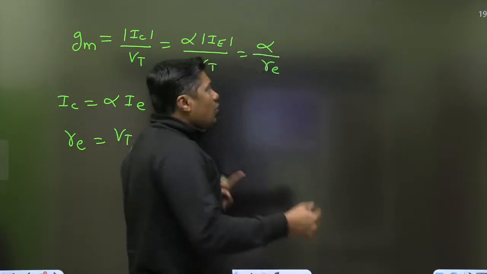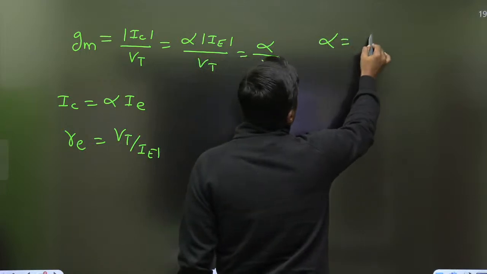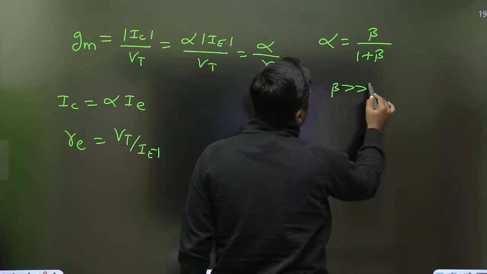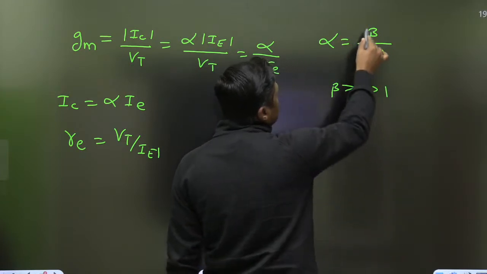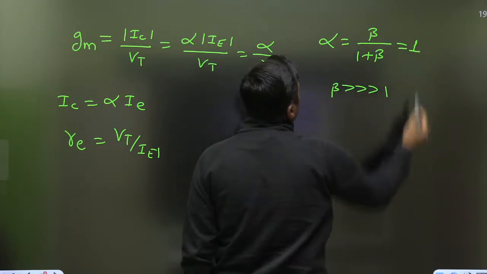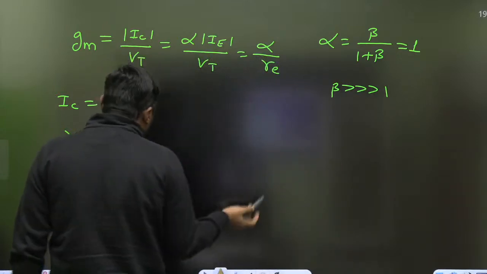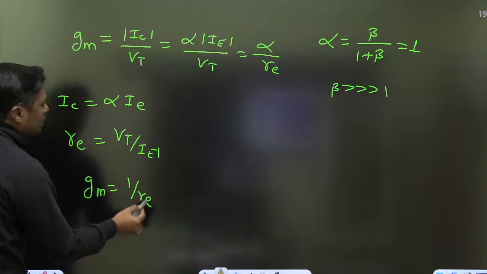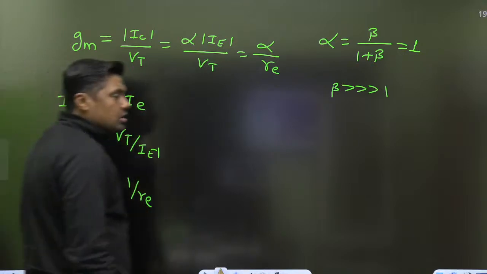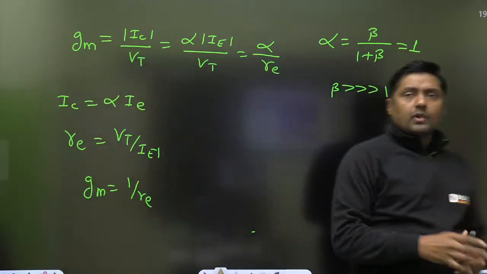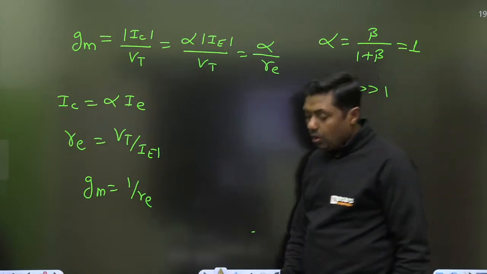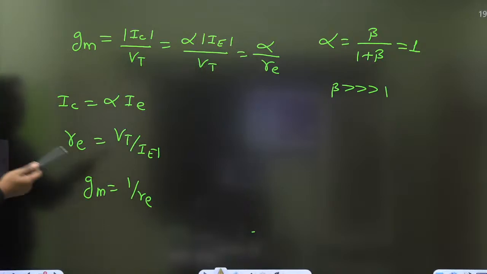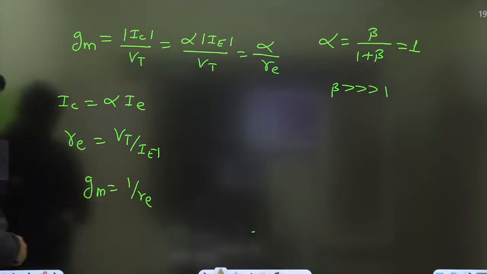Normally beta is very, very large. Normally it is given beta is very, very much greater than 1. So 1 is negligible, beta cancels, alpha is nearly equal to 1. So directly you can use GM is equal to 1 by RE. Finished. Question solved. Directly we can use this formula. Okay then. Now I am giving you the shortcut, how to solve the question, and then we will apply those shortcuts in the question.